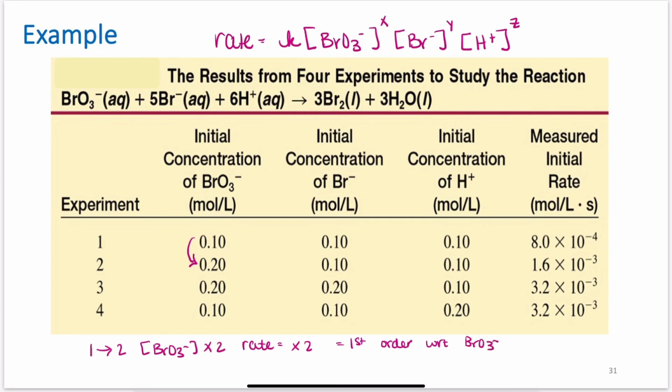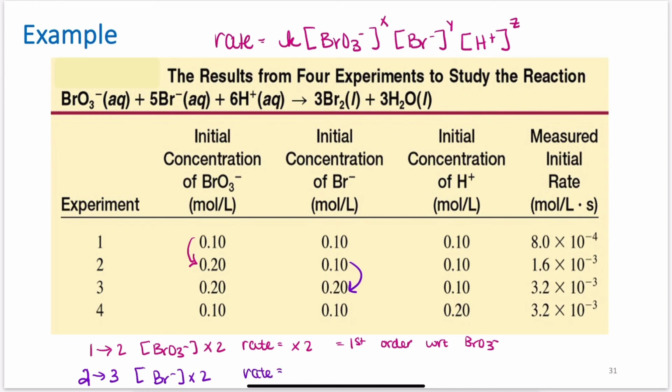I look at the third one. I see in the third reaction, the concentration of BrO3 minus is doubled, and the concentration of Br minus is doubled, but the concentration of H plus remains at 0.1. So for this reaction, I'm going to compare reactions 2 and 3 because the concentration of BrO3 minus is not changing from 2 to 3. Neither is the concentration of H plus, but the concentration of Br minus is. So from 2 to 3, the concentration of Br minus has been doubled.